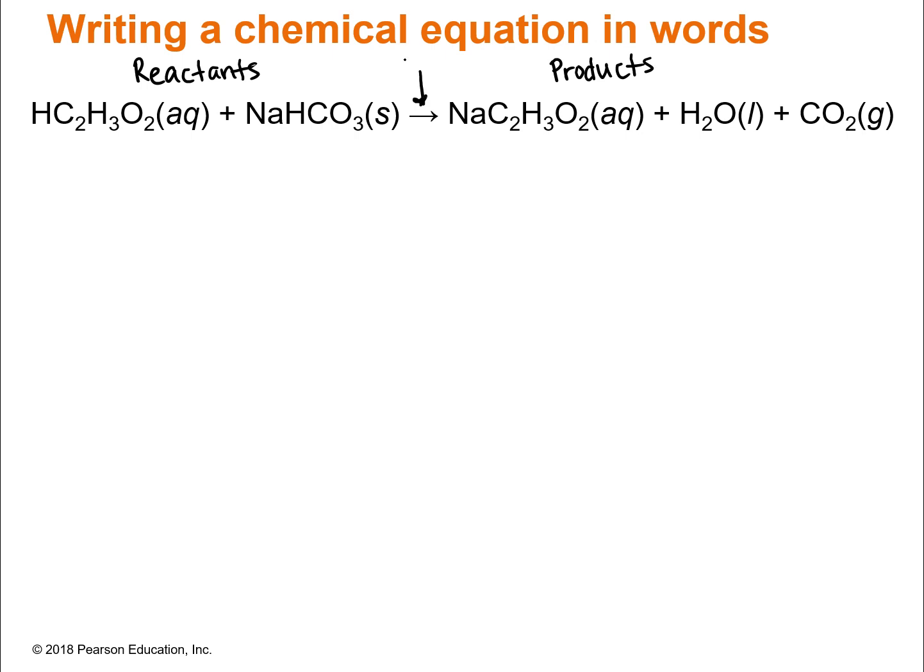This arrow, you can think of it as being the word yields, okay? So if you put these things together, they will yield these different products on the right-hand side. You'll notice that after each compound, there's some little abbreviation in parentheses.